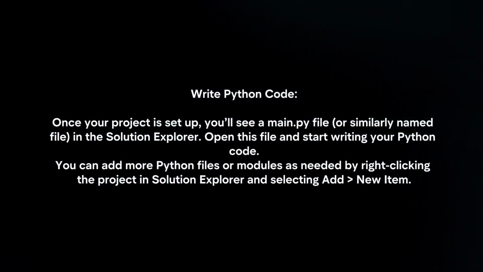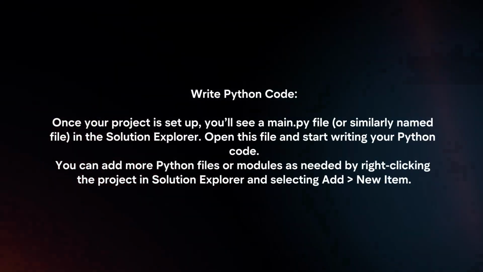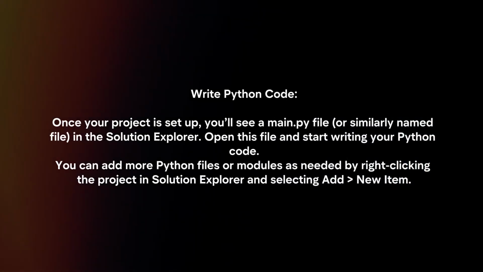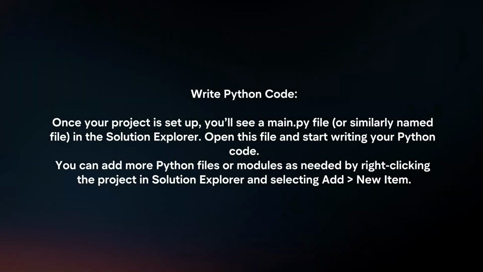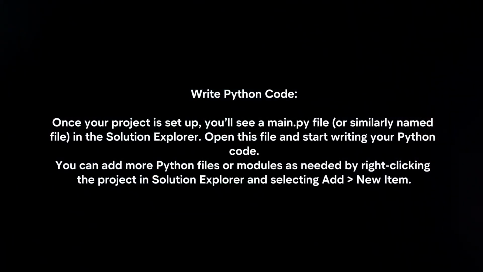Write Python code. Once your project is set up, you will see a main.py file in the Solution Explorer. Open this file and start writing your Python code. You can add more Python files or modules as needed by right-clicking the project in Solution Explorer and selecting Add, New Item.